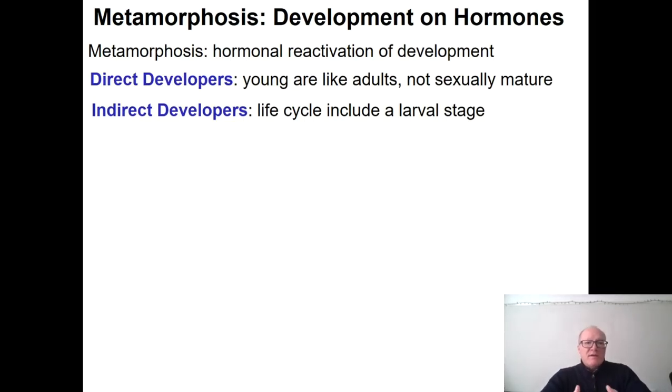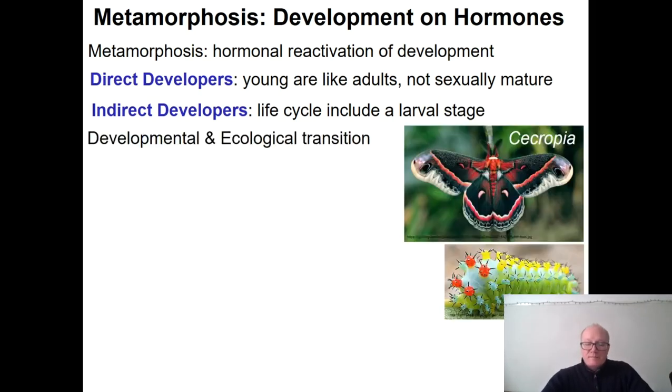Instead of being direct developers, some animals are indirect developers, and these are the animals that include in their life cycle a larval stage. Here we are talking about many marine animals, and frogs, for instance, some of the amphibians that have a tadpole, but also a lot of the insects that have larval stages.